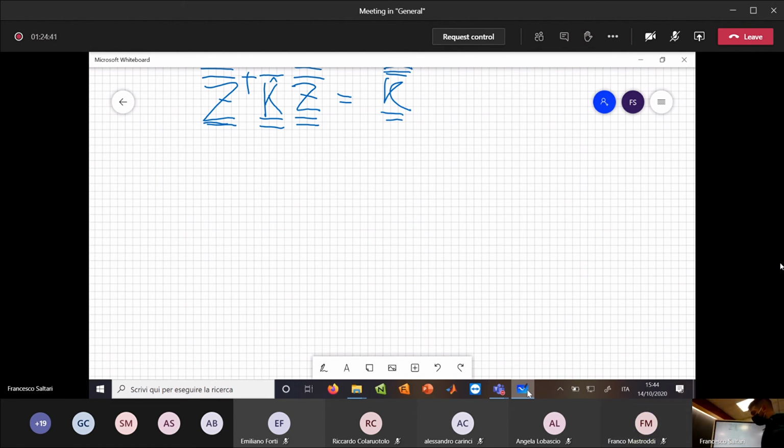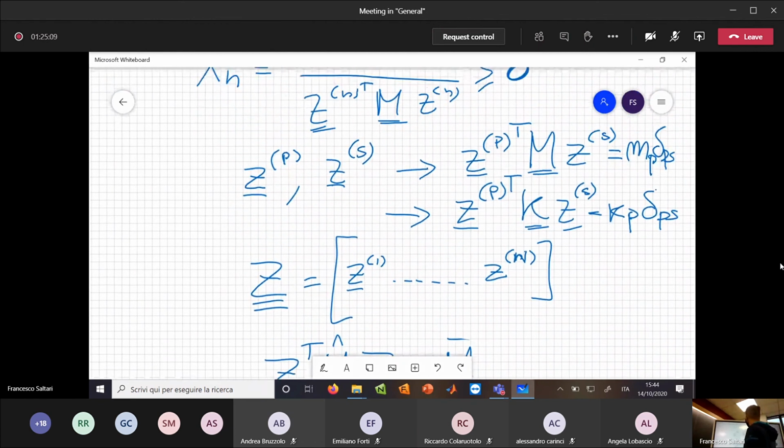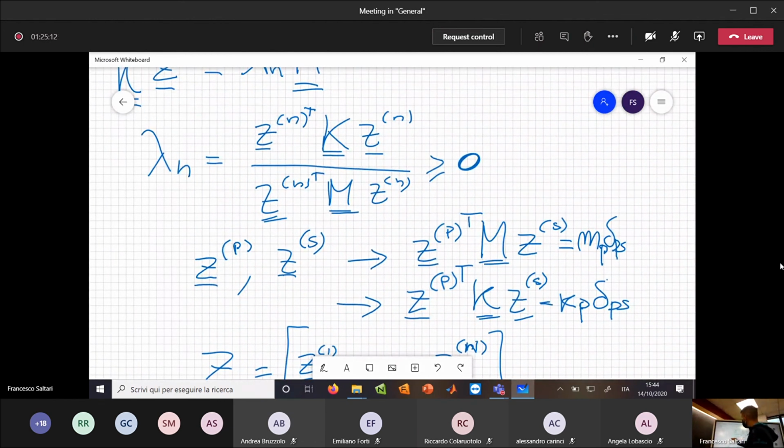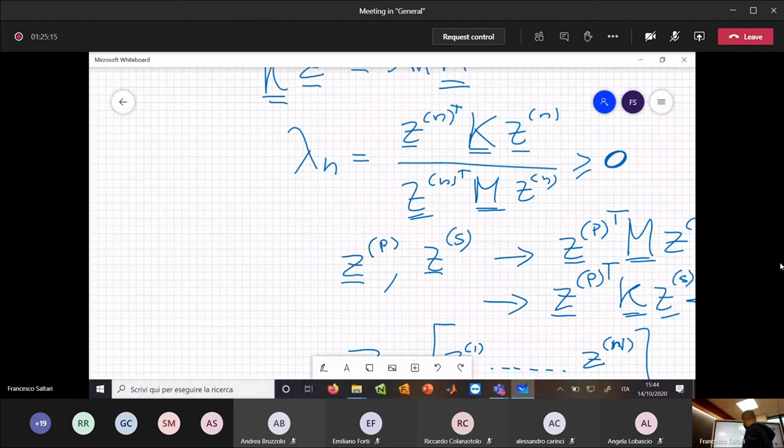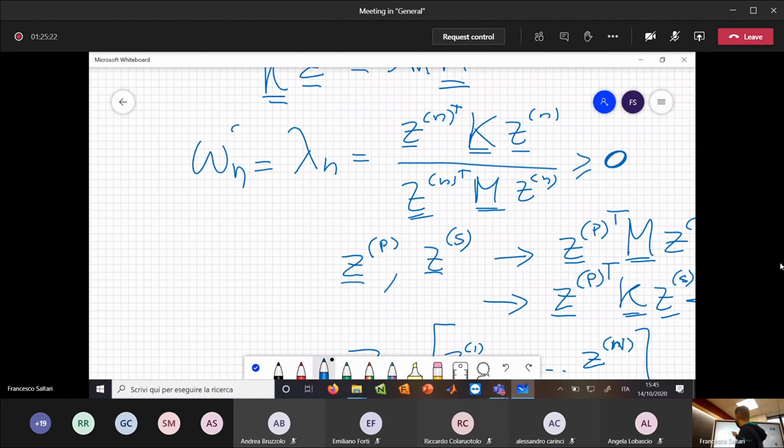So now this is the eigenvalue problem where we obtain the eigenvectors that have the capability to diagonalize the system, and in particular the mass and stiffness matrices, and the eigenvalues lambda n that are, for a structural system, equal to omega n squared, that are the natural frequencies of the system.